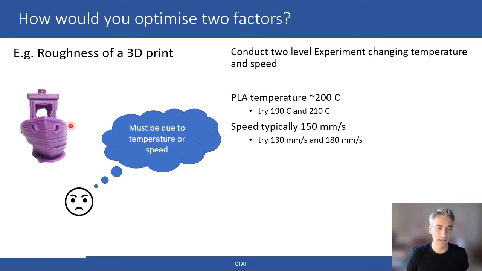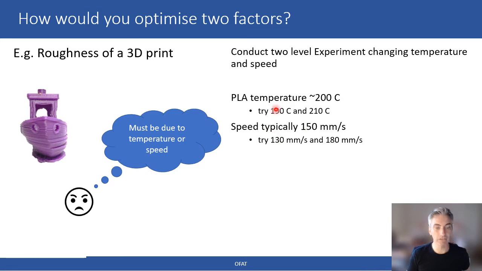So then we think, okay, maybe the reason for this print performing so badly is the temperature of the PLA that we're printing, or it might also be due to the speed that we're printing at. So we might conduct some experiments to try and optimize these settings. For example, we might try printing at different temperatures, or we might try printing at different speeds, or we might try both.